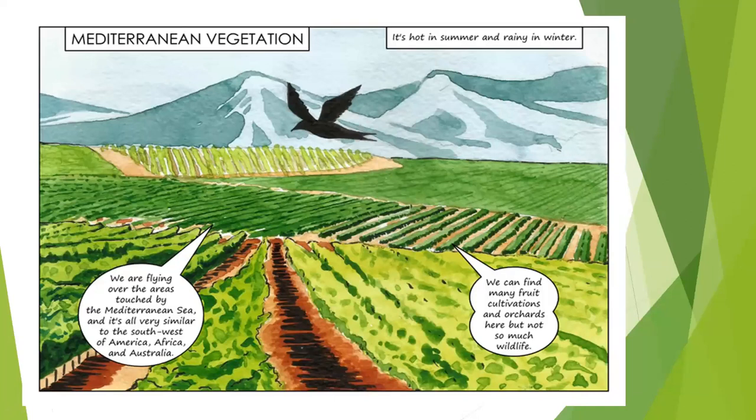Next type of vegetation. It's hot in summer and rainy in winter. Now the scroll is saying it's hot. It is hot in summer and rainy in winter. This forest stays quite hot at summer time, and at winter time we see a lot of rain. We are flying over the areas touched by the Mediterranean Sea, and it's all very similar to the southwest of America, Africa, and Australia.